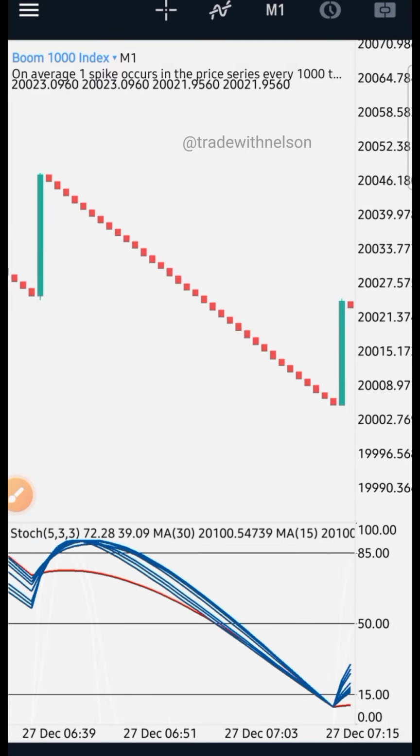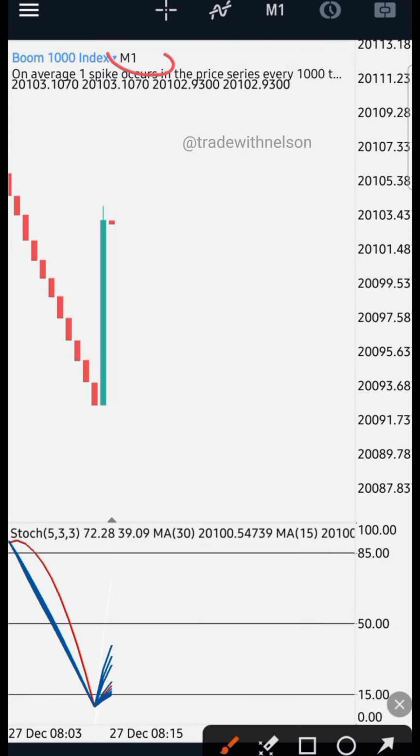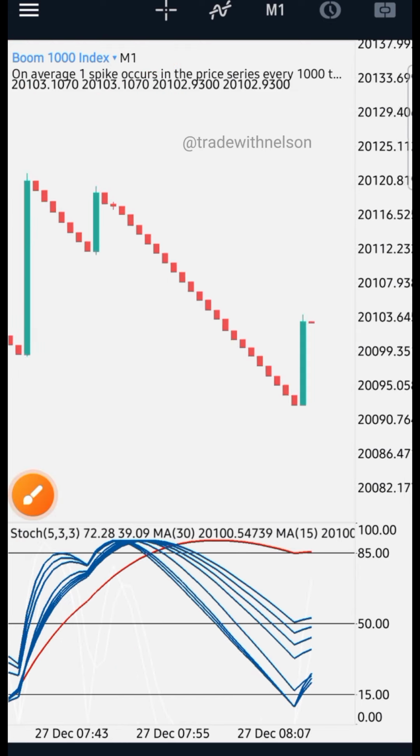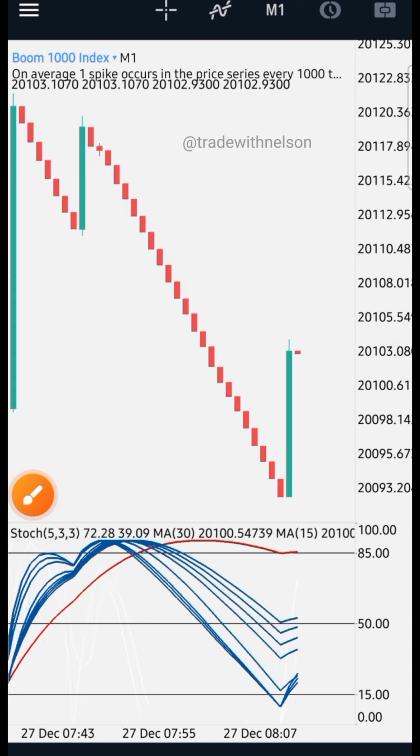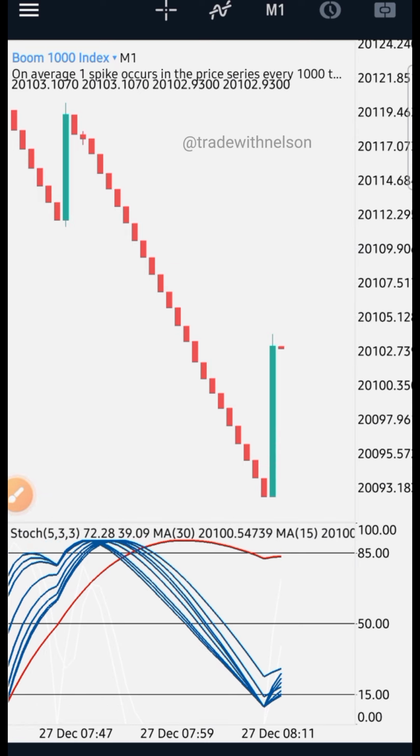As you can see on my chart, I am on the 1 minute chart and I am on the boom 1000. I will show you more examples on different charts. So what is your focus on this strategy?